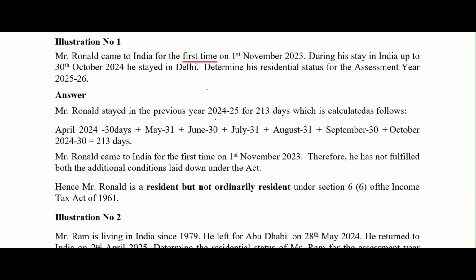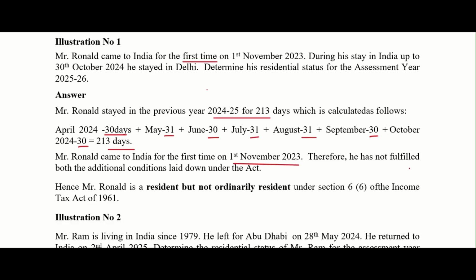Mr. Ronald stayed in India in the previous year 2024-25 for 213 days, which is calculated as follows. Here we start from April 2024. Why did we start from April 2024? Because the financial year is April to March, 1st April to 31st March. That is why we have taken April of the financial year. He stayed April 30 days, May 31 days, June 30 days, July 31 days, August 31 days, September 30 days, October 30 days, total 213 days. So he came to India for the first time. Mr. Ronald came to India for the first time on 1st November 2023.